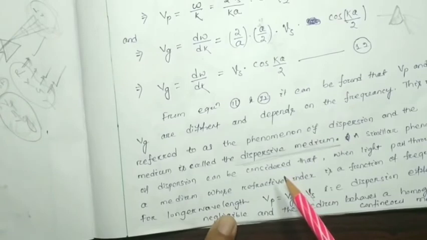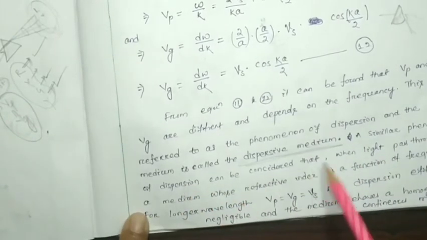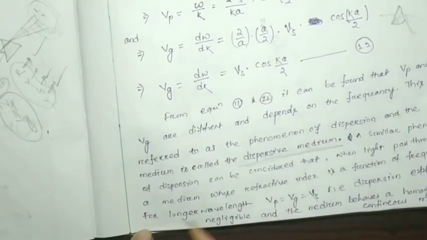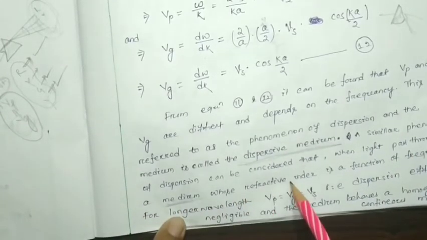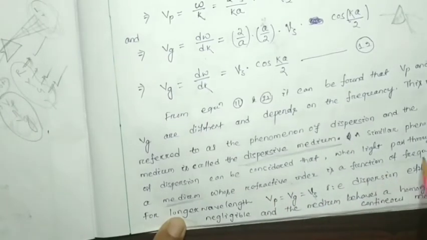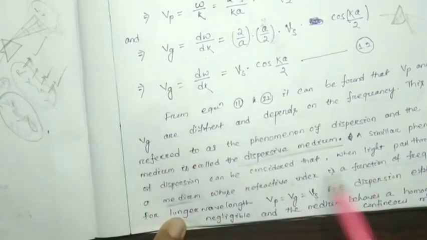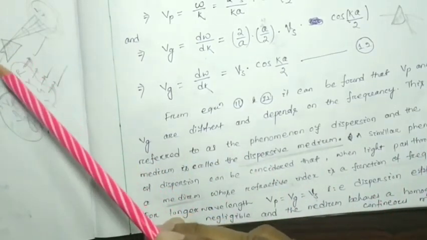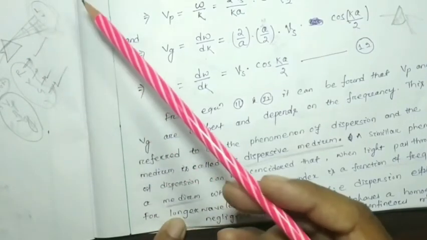A similar phenomenon of dispersion can be considered when white light passes through a medium, here the prism, whose refractive index is a function of the frequency. What I discussed is that when the white light passes through a dispersive medium, each color has a different refractive index and they will be separated out.